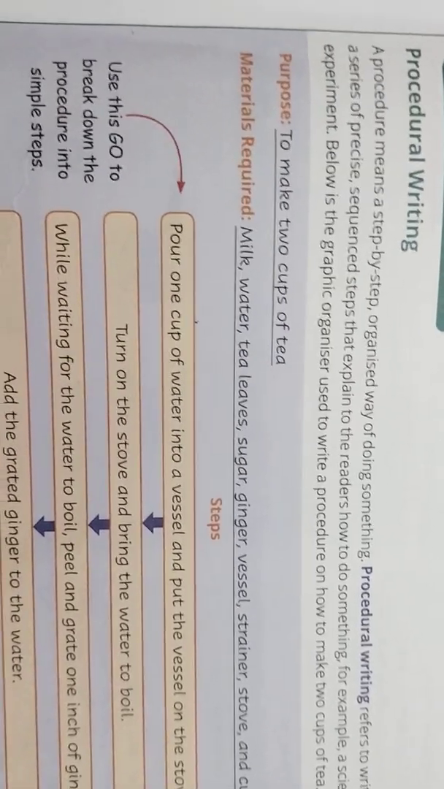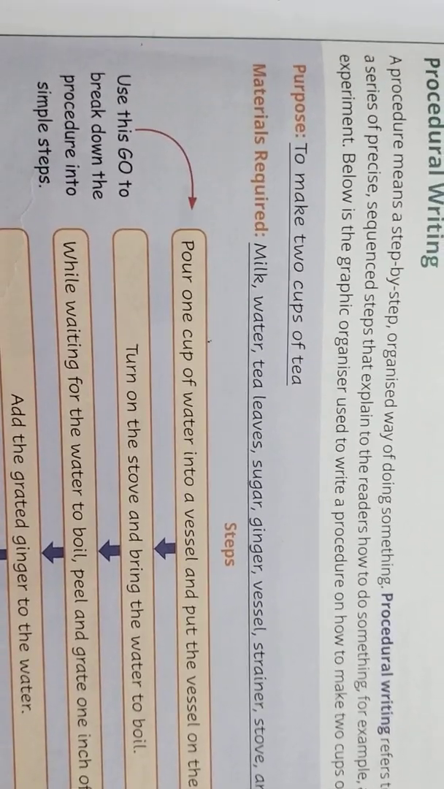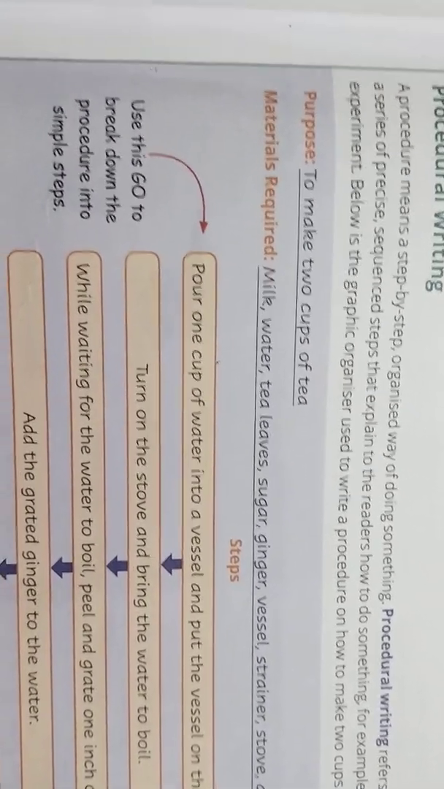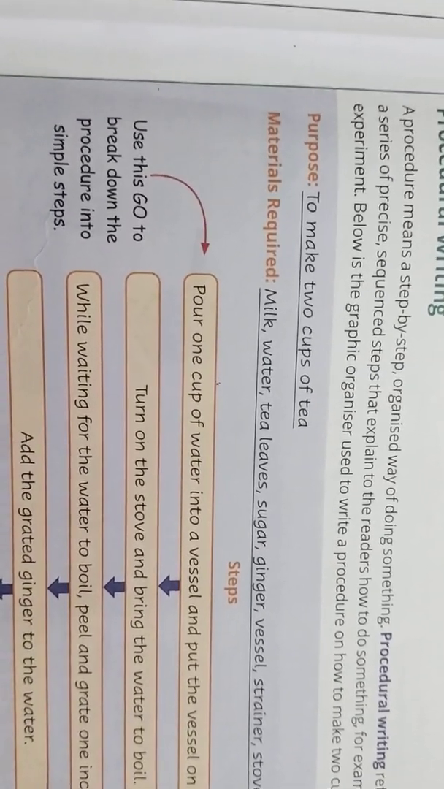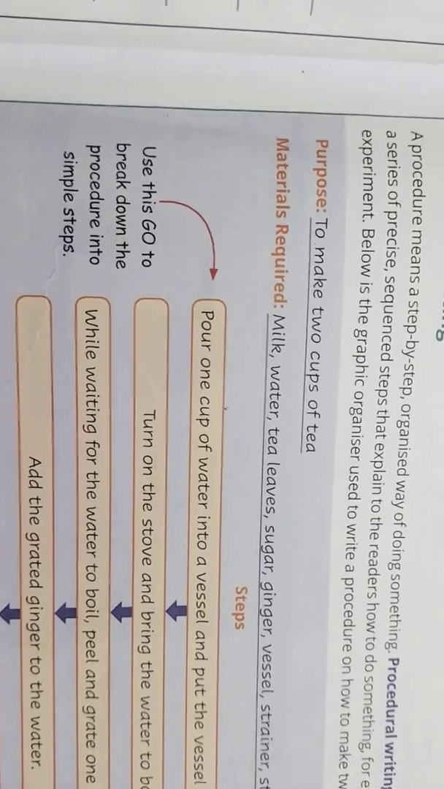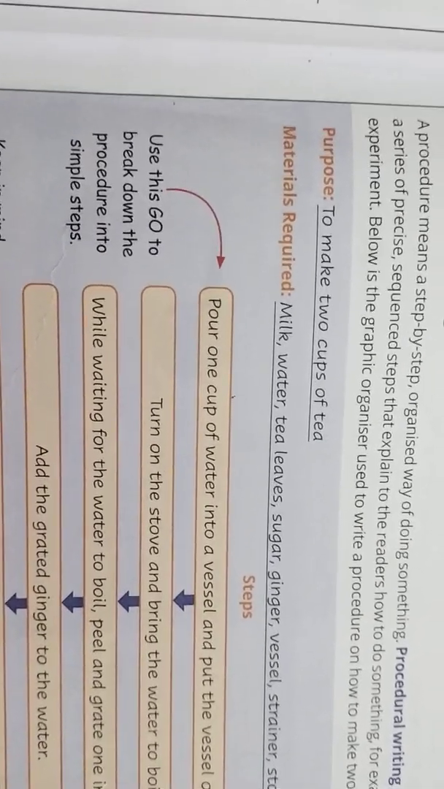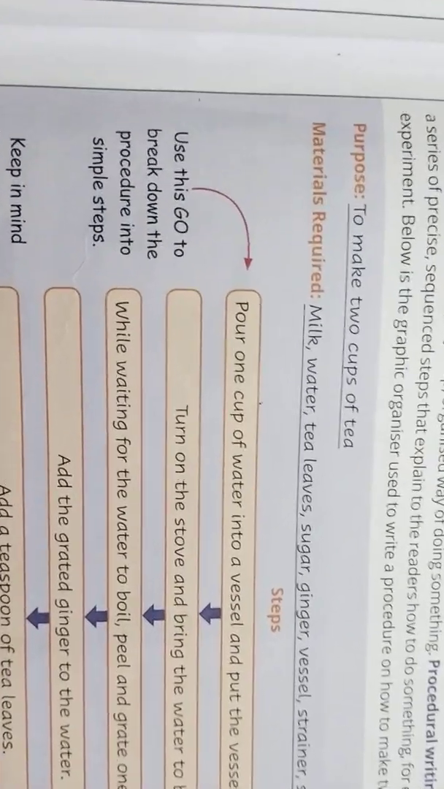For example, now you are in a situation to make a cup of coffee. So you don't know what you have to do, isn't it? So first what you will do, you need to ask your parent what are the things you have to do, what you have to follow, and what are the things needed for it. So you will be taking notes about it, right? So here you can see, first what is your purpose? So to make 2 cups of tea.